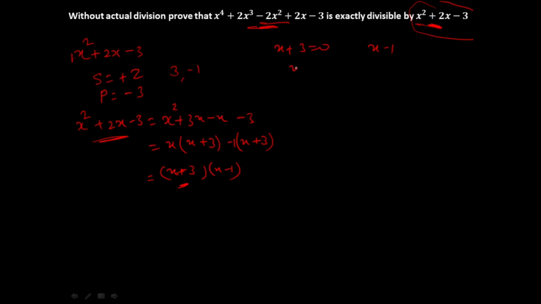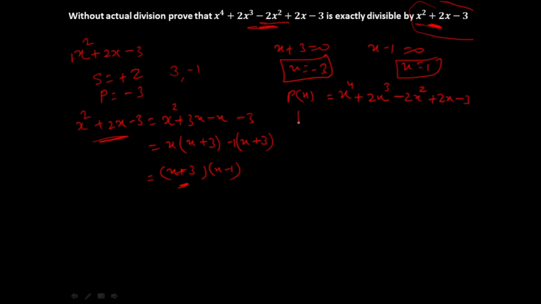So what is the method? Find the value of x from here and find the value of x from here. Now if I prove this polynomial is becoming 0 on this value, then this is a factor of this. Same, this is a factor of that. So what is the method? First assume p of x, the given polynomial, x to the power 4 plus 2x cubed minus 2x squared plus 2x minus 3. Just replace x by negative 3.